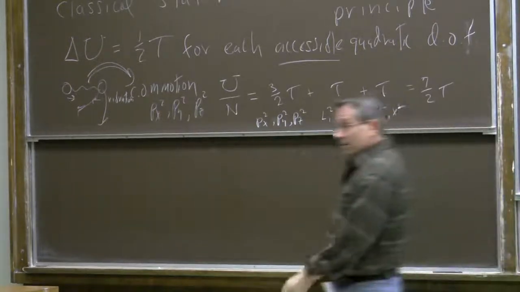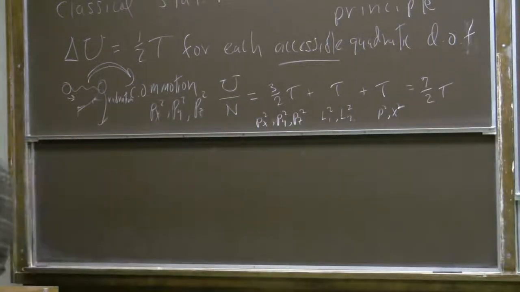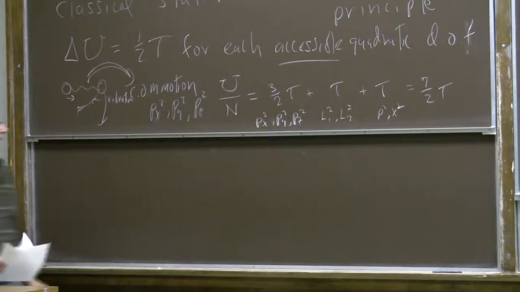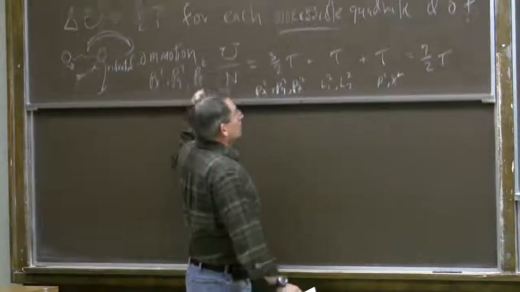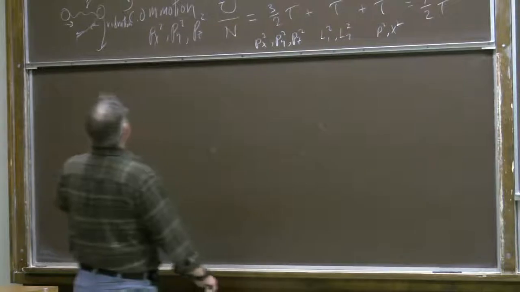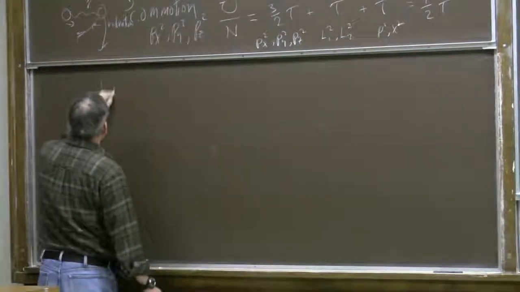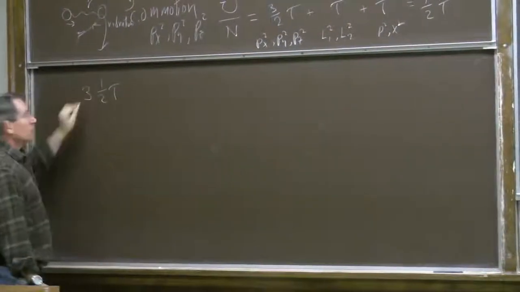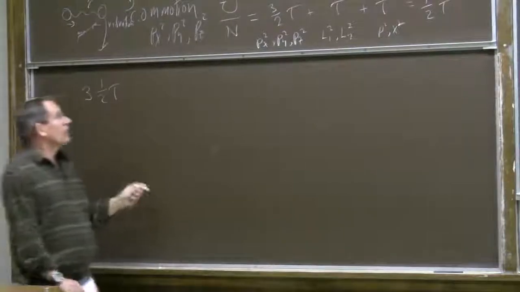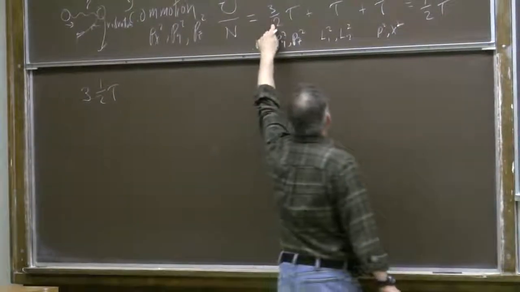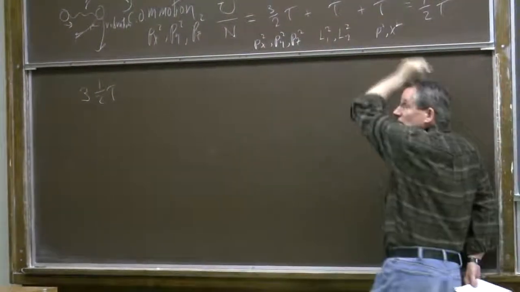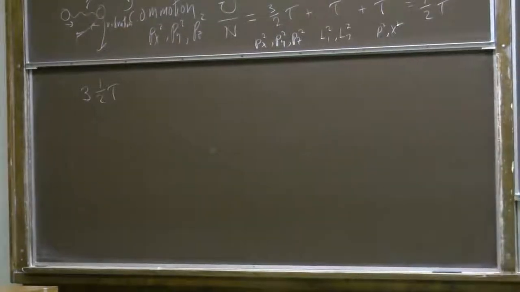So why does px squared, py squared, and pz squared get 3/2, while the others only get 1? Well, everybody gets 1/2 tau. So it's 1/2 tau per degree of freedom. So this is 3 degrees of freedom, this is 2, and this is 2.